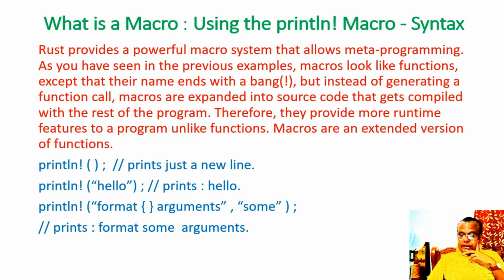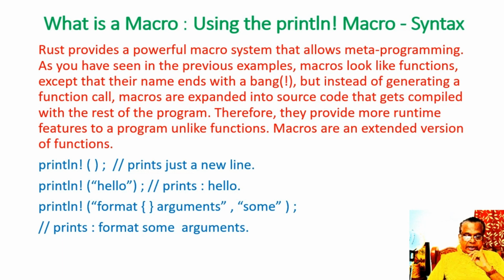Macros are an extended version of functions. Look, macros are an extended version of functions. It's very simple. See, println macro. Look, we have put println, after that the exclamation mark. Then parenthesis. Put a semicolon like this. This will print just one new line. Next, println macro in bracket with the double quote hello. Close the bracket, put semicolon. Semicolon is a must after all the program statements in Rust. So again, println in bracket with the double quote, within double quote, we have put hello, then semicolon. It prints simply hello.